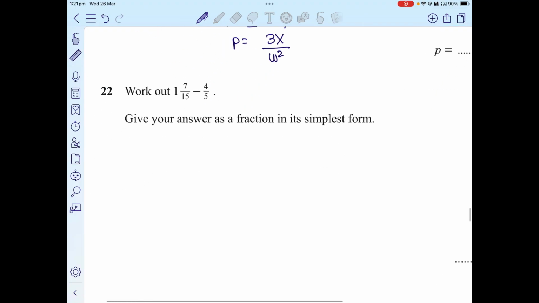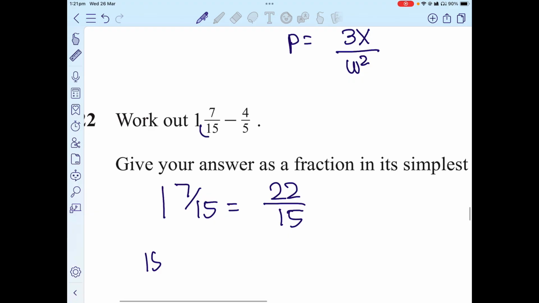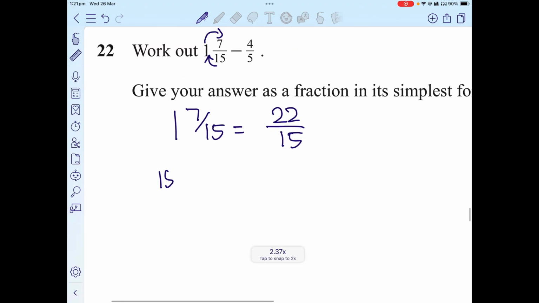Next one. Work out 1 whole 7 over 15 minus 4 over 5, giving your answer as a fraction in the simplest form. Now 1 whole 7 over 15 is basically 22 over 15. If you're wondering how I got that, you have to multiply this 15 with the 1. 15 with 1 will give you 15, and we have to add 7. It will give you 22. The denominator then remains the same.